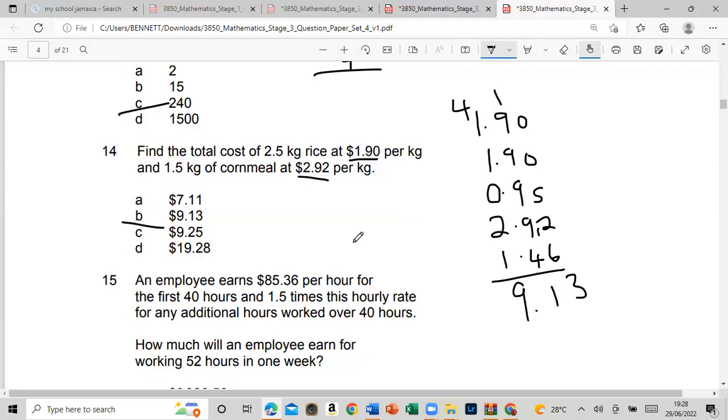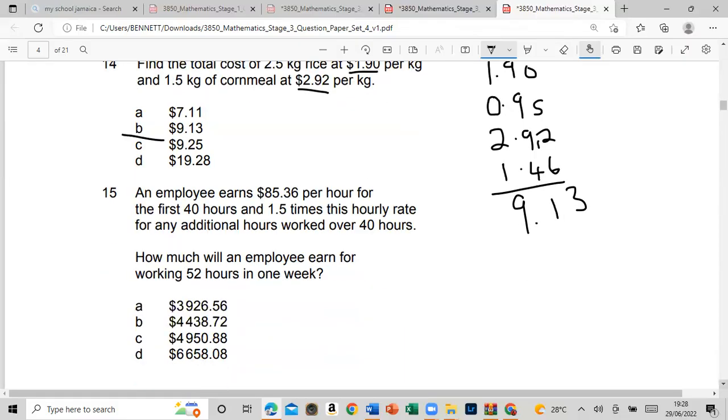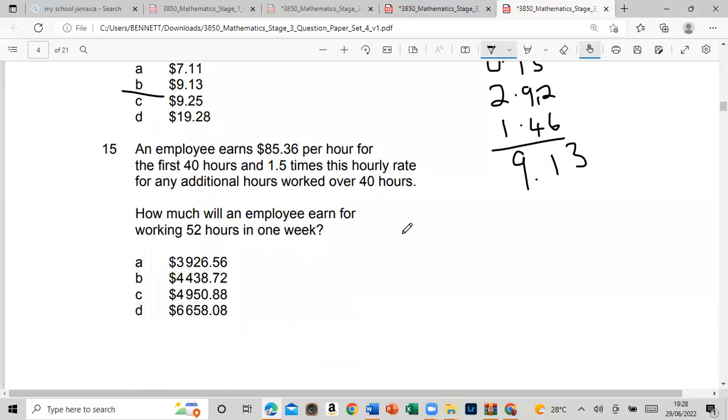$9.13. All right, an employee earns 8.5 per hour for the first 40 hours, and 1.5 times the hourly rate for any additional hours over 40. How much will an employee earn for working 52 hours in 1 week? So he earns 8.5 per hour for a 40-hour week. So first we have to multiply.